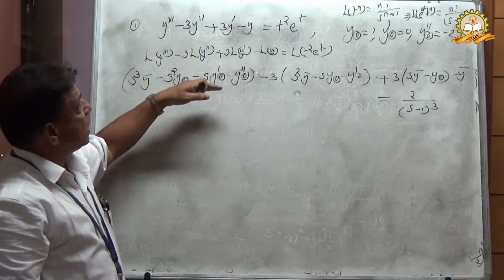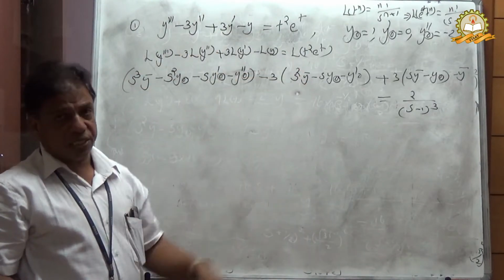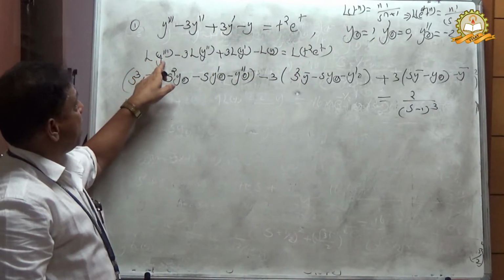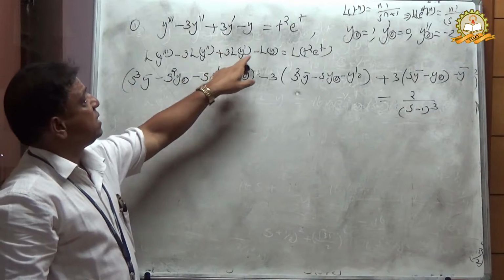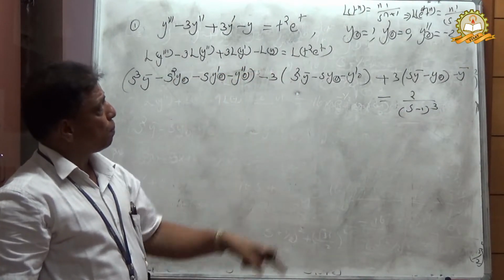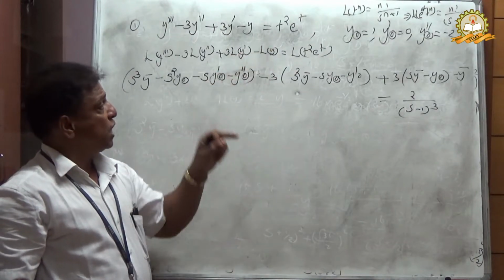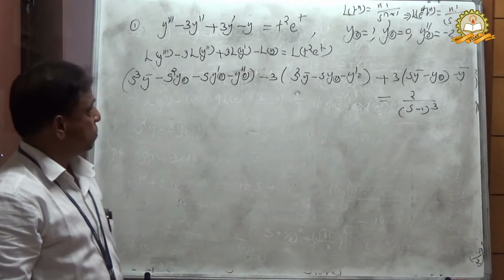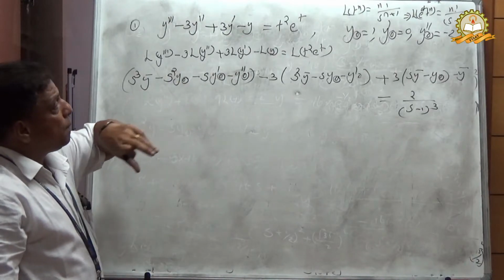First we take the Laplace transform on both sides. We take each function: y triple dash, y double dash, y dash, y. We take the Laplace transform, and on the right hand side, by using the first shifting property and the result of L of t raised to n, we get 2 by s minus 1 the whole cube. Then the next step is applying the conditions.